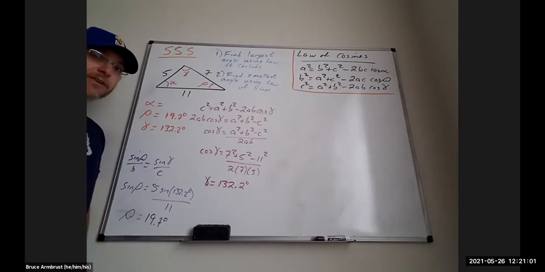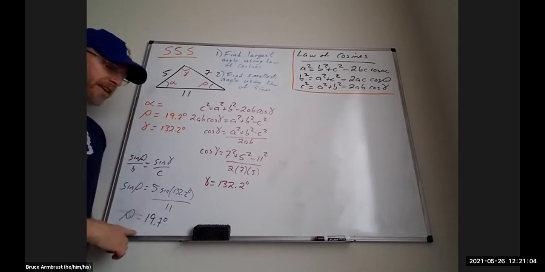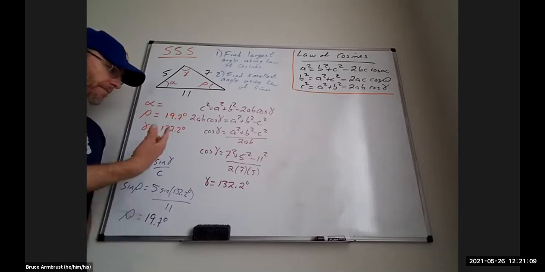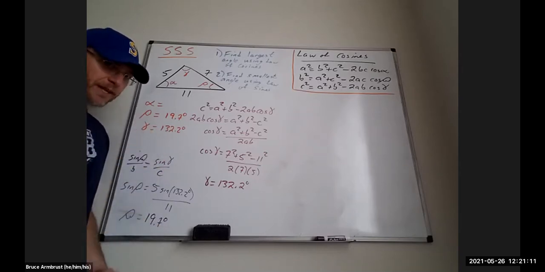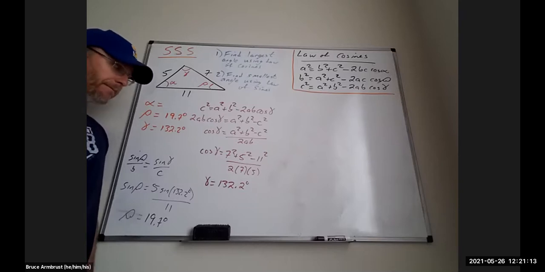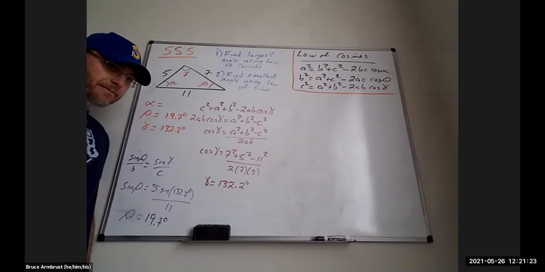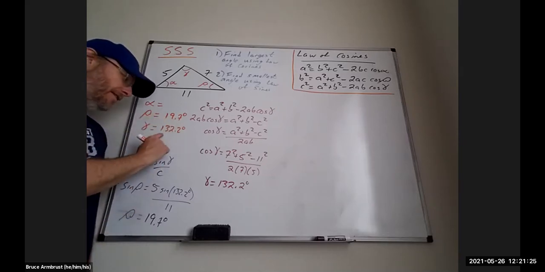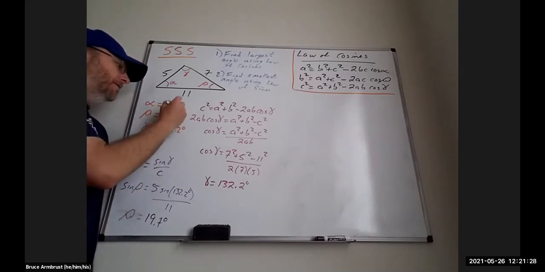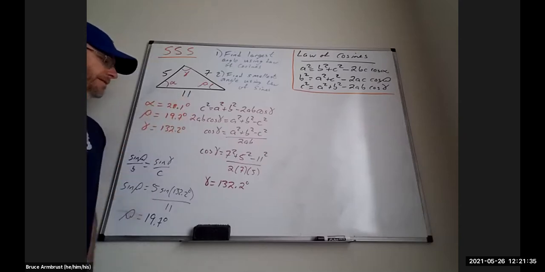All right, well, there you go. There's the smallest angle, and I definitely don't have to worry about the "or," right? Because the "or" is going to be much bigger than 132.2, so that can't be. All right, so then I'm left to get alpha, but this is easy now. 180 minus 19.7 minus 32.2. And I believe that's 28.1 degrees.